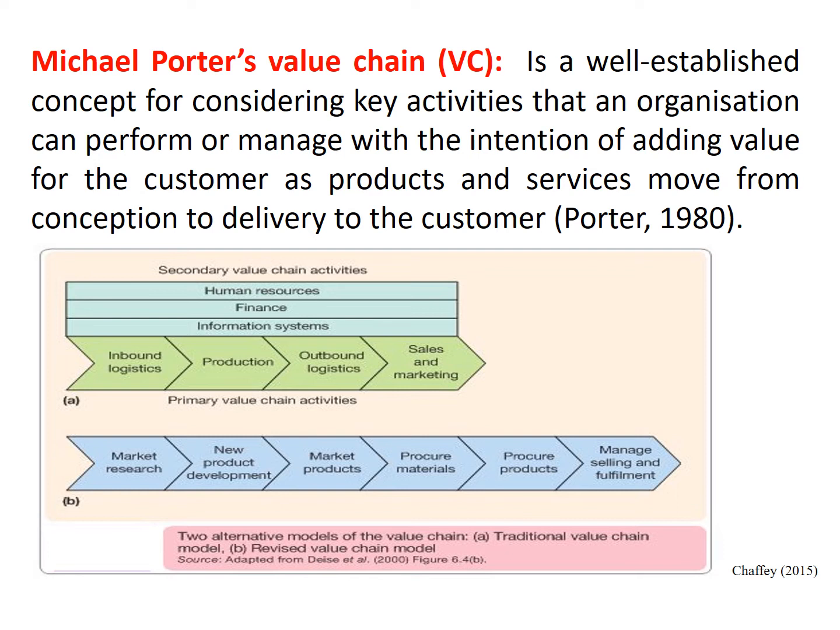And then B below, you've got market research, new product development, marketing the products, procuring the materials and products, and managing selling and fulfillment. So you've got two alternative models of the value chain, the traditional value chain approach and the revised value chain model. So which one do you use? I think you need them all. Do you understand? You need both, because you do need A and you do need B.